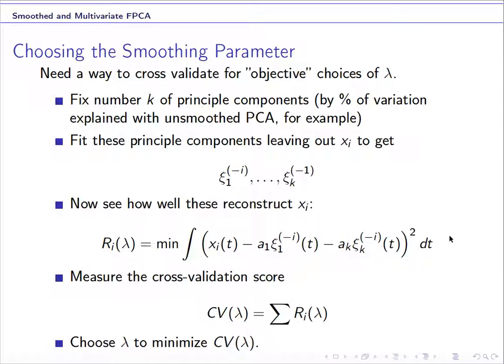Okay, so here for our case, we will try to leave one curve out. Suppose for a fixed number of principal components, we first leave one curve xi out, and then we do the FPCA, and we will find these principal components, right? And then we can reconstruct xi based on these principal components. Basically, it's a linear regression, right? And then we can find the integral of the square of the residuals, and the cross validation will just be the summation of these residuals, right? This is a commonly used criterion when choosing the tuning parameters. This is also called leave-one-curve-out cross validation. So every time we will leave one curve out, okay?